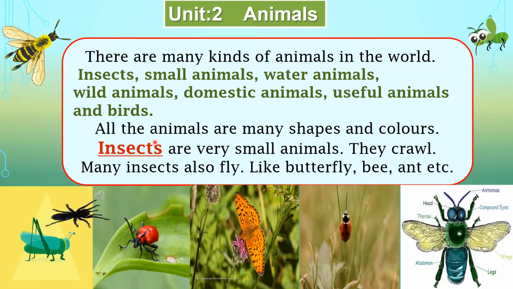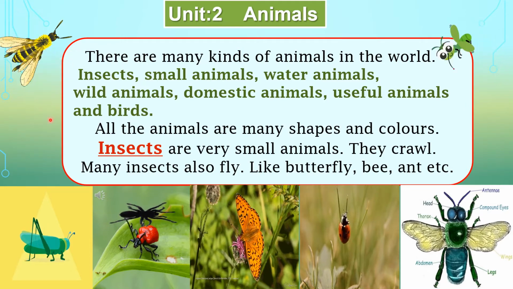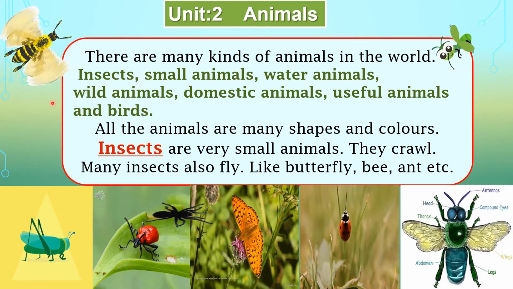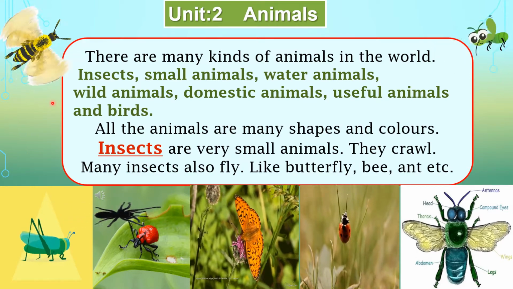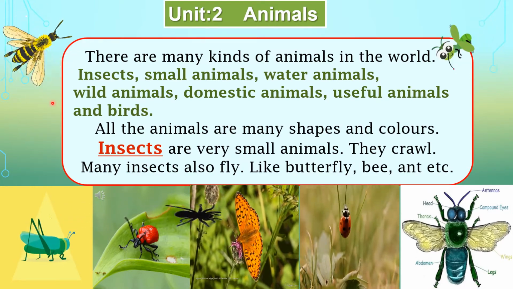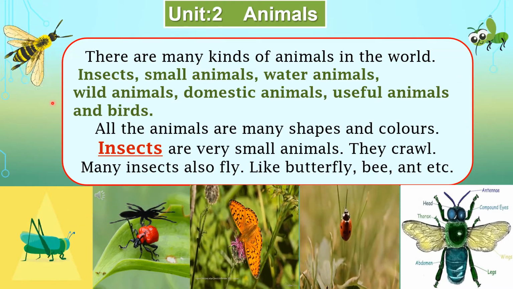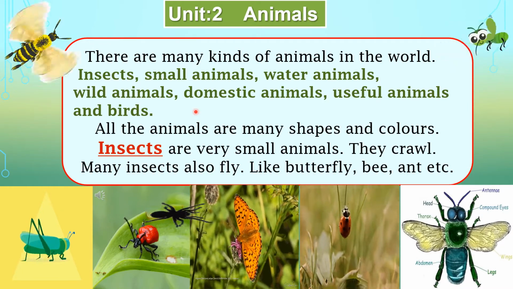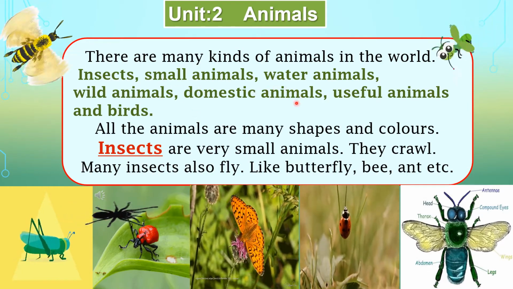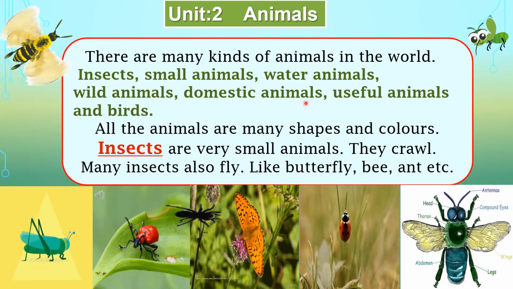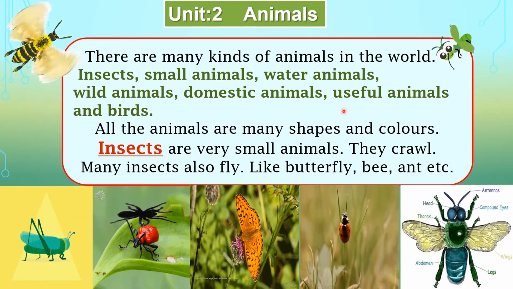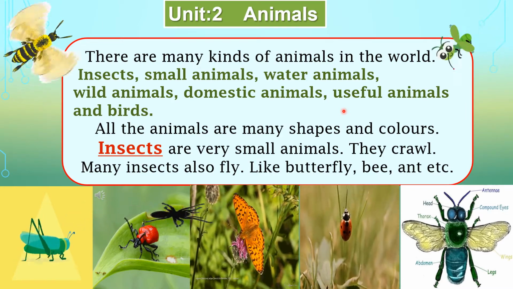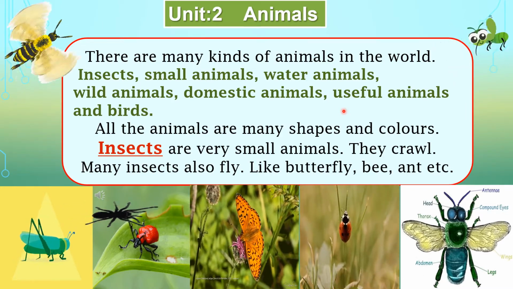Okay, dear students, now we are going to learn about animals. As you know, there are different kinds of animals in the world. In this unit, we will learn about different species of animals like insects, small animals, water animals, wild animals, and much more. We will learn about how they live, where they live, and what they eat.